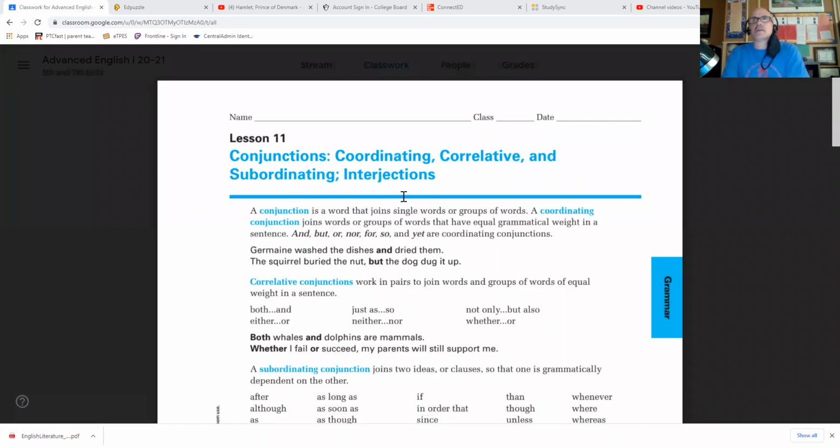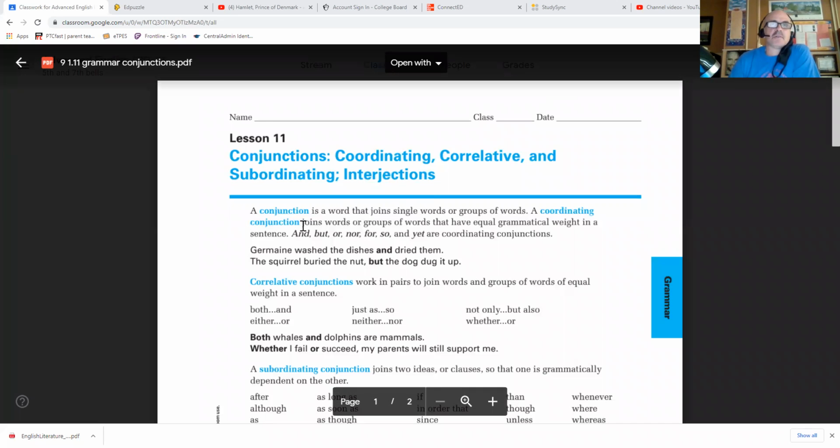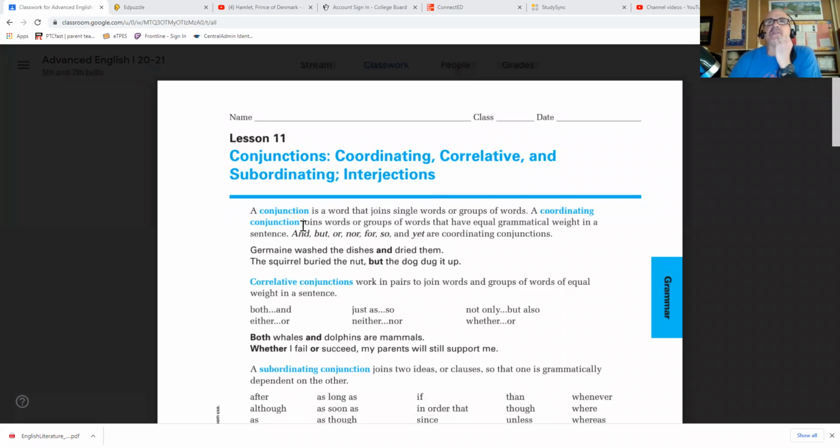Hey guys, got our lesson number 11 on conjunctions: coordinating, correlative, and subordinating. So conjunctions in general are words that join single words or groups of words. They are connector words rather than having a meaning themselves.